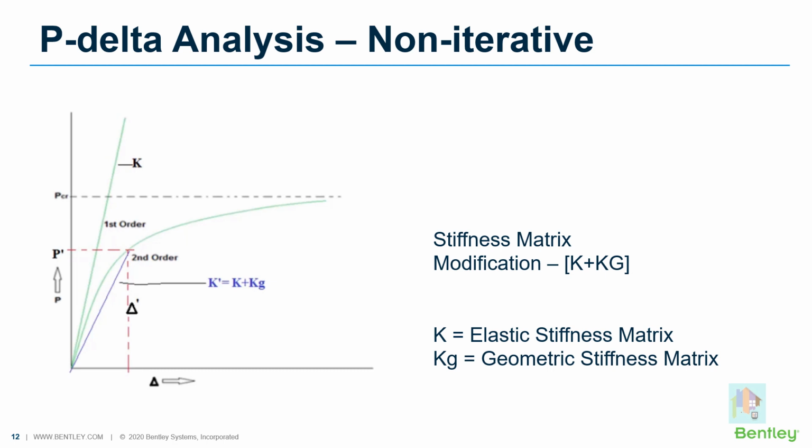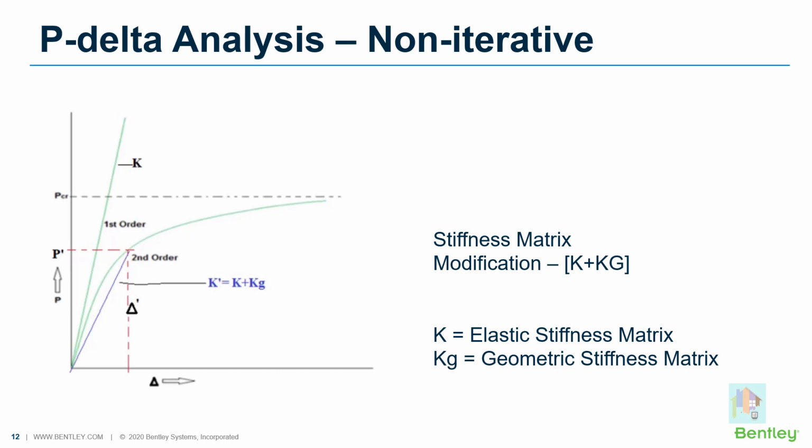This is performed using the geometric stiffness matrix or the KG matrix. This is an alternate procedure to capture the P delta effect in the analysis by combining the global stiffness matrix or K matrix with the global geometric stiffness matrix, forming a new matrix called K plus KG matrix. For this, only two steps are performed by the program.